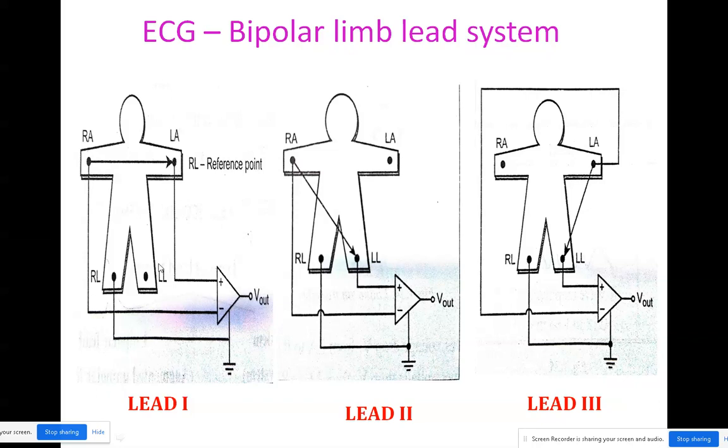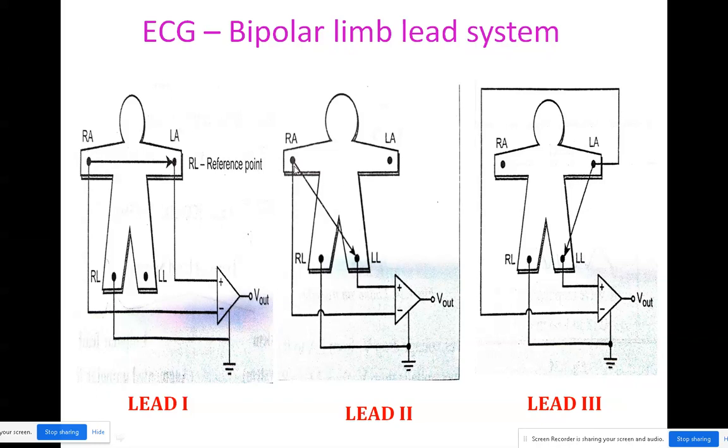Okay, so the left leg will not be used. The right leg will always act as the ground point, that is the reference point. Left arm, right arm, you will be taking the biosignal for getting the ECG signal.